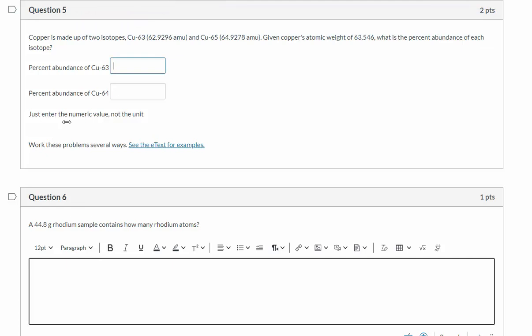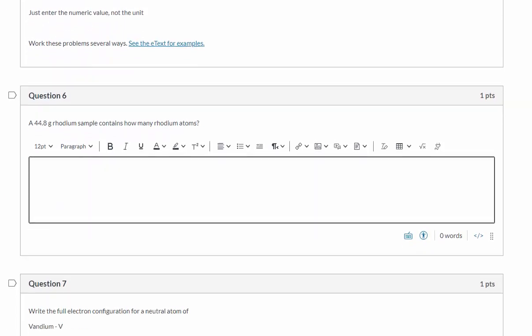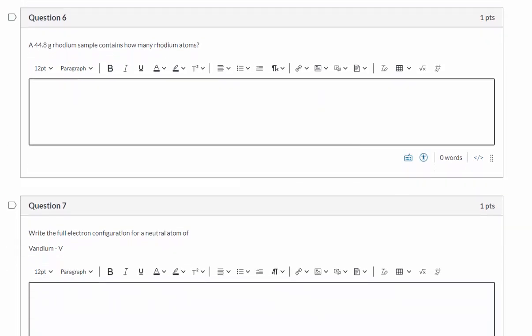So those values go here. If you ended up rounding, that's okay. If you rounded to like the, I want to say the 100th place, that would be okay. So those values go here. Remember, I do manually grade all assignments.